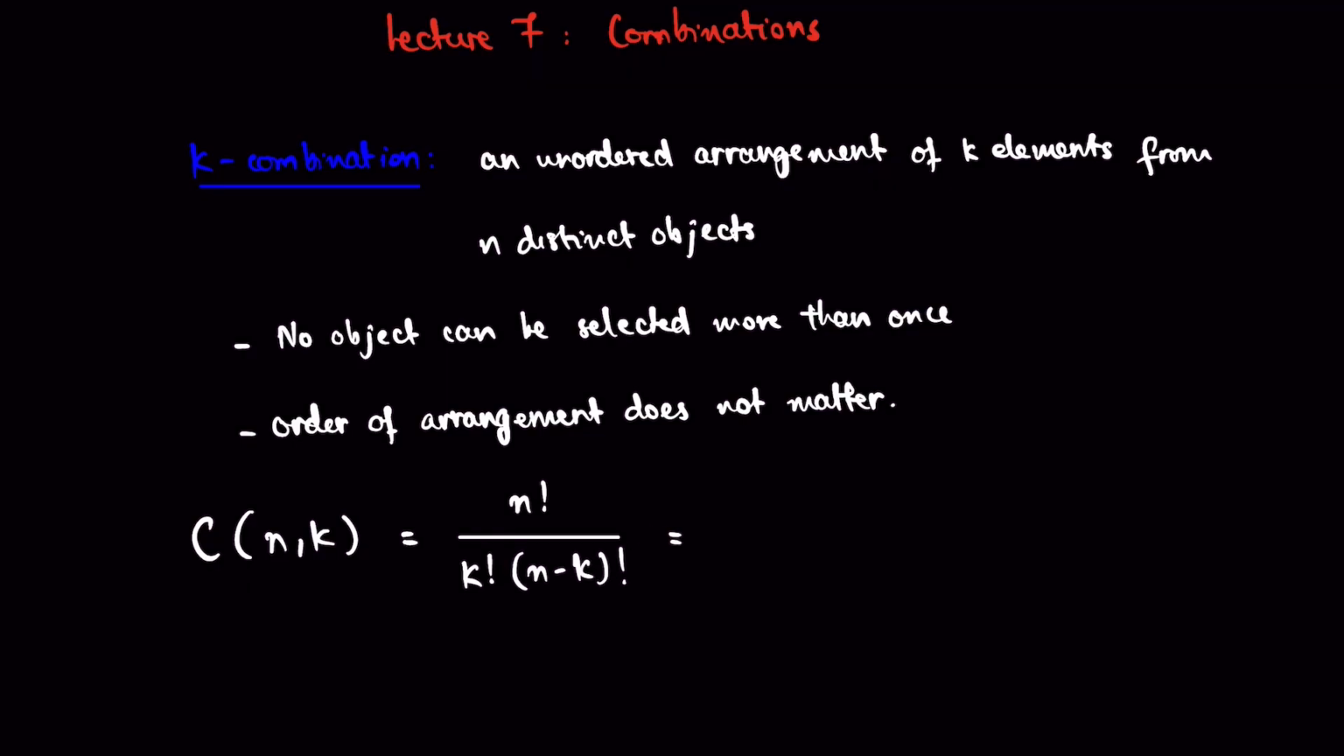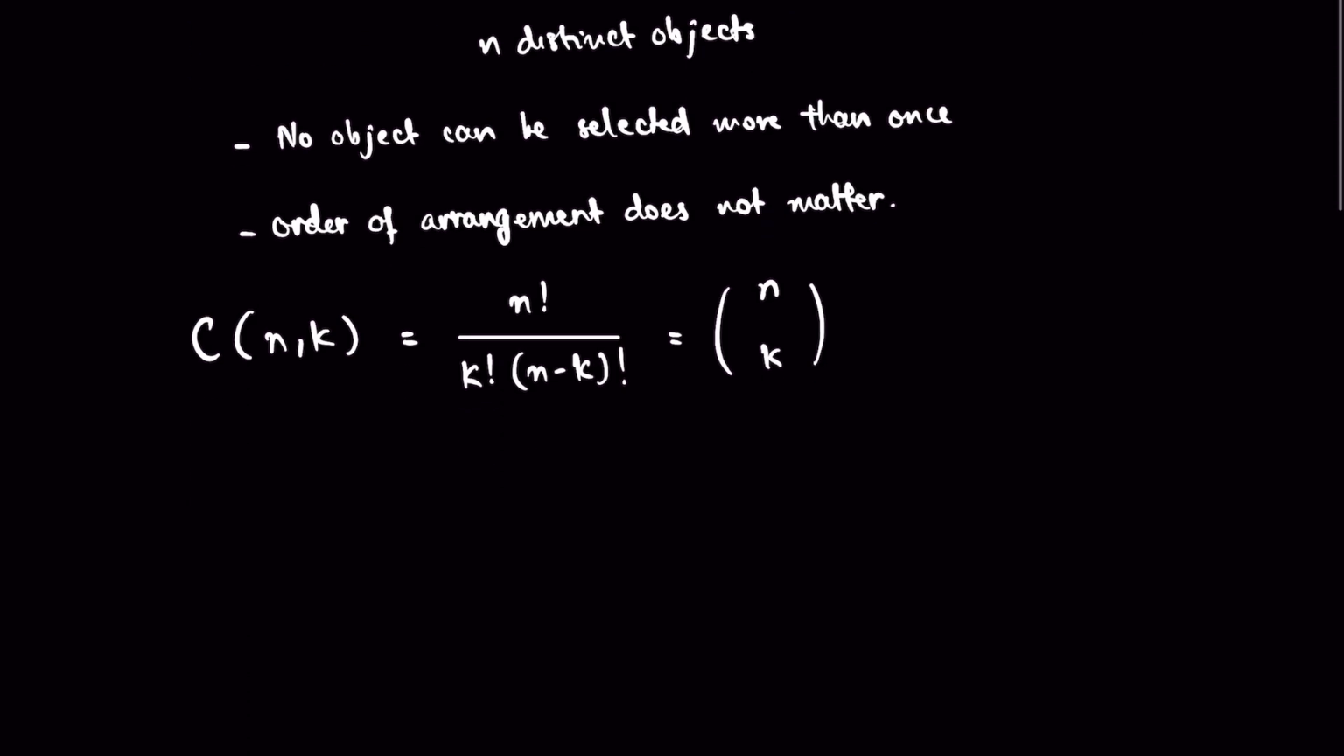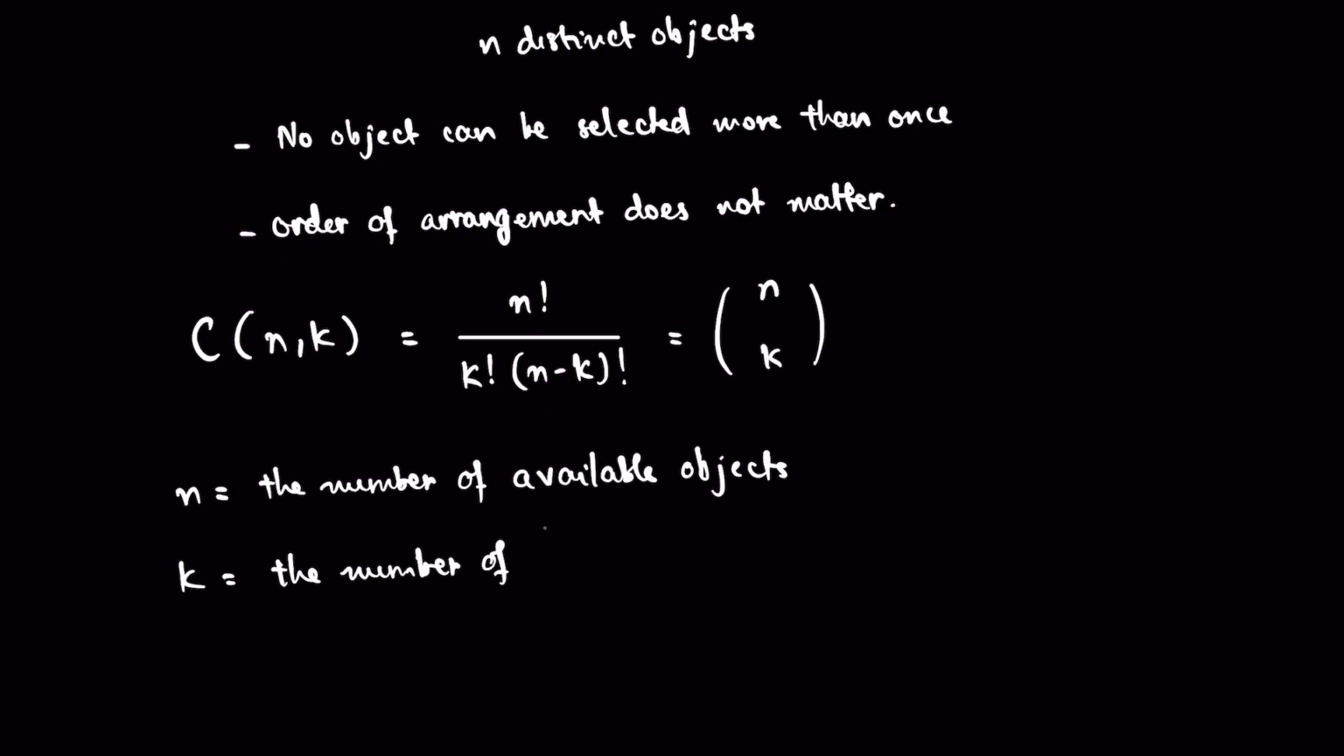There's another notation for this, which is parentheses with n and k. What this means is we want to find the combinations of k elements out of the n distinct objects. Again, I want to note that n is the number of available objects, and k is the number of positions or selections.